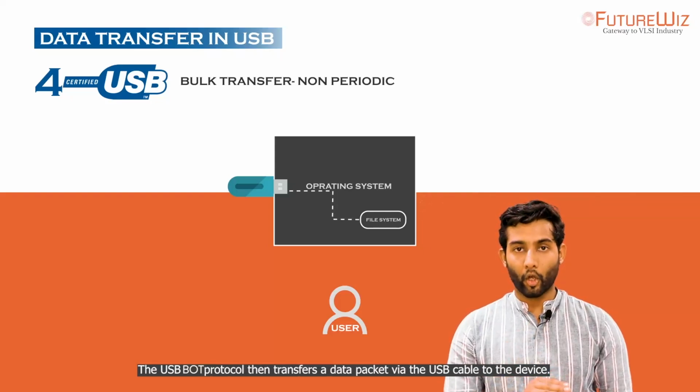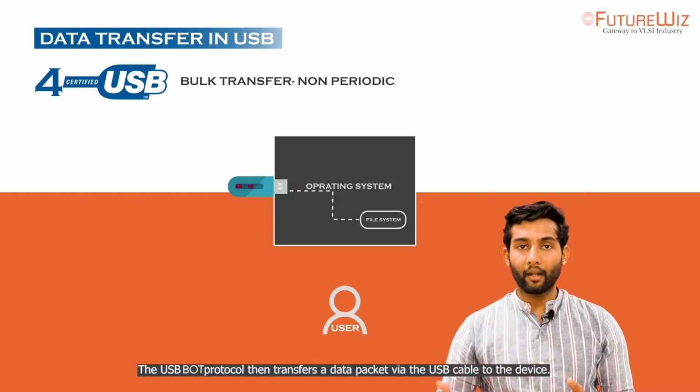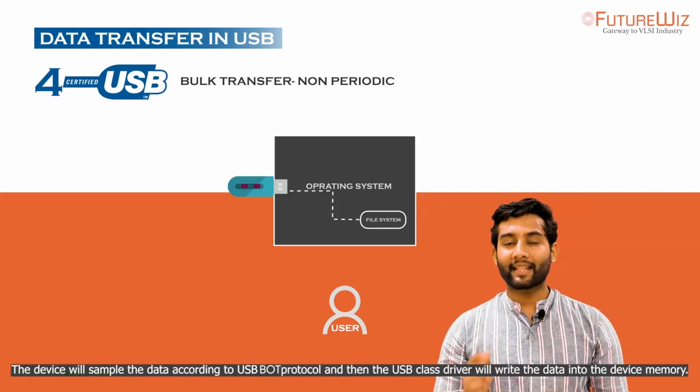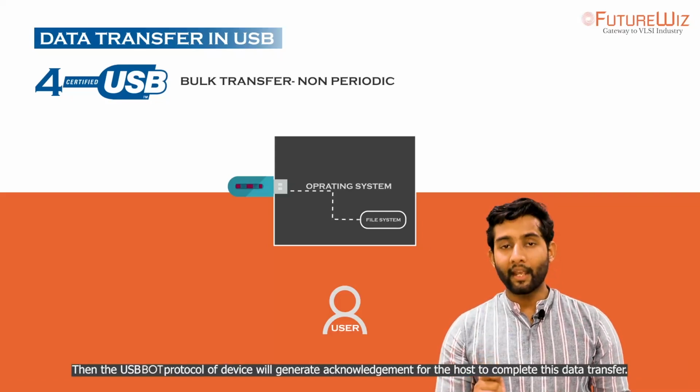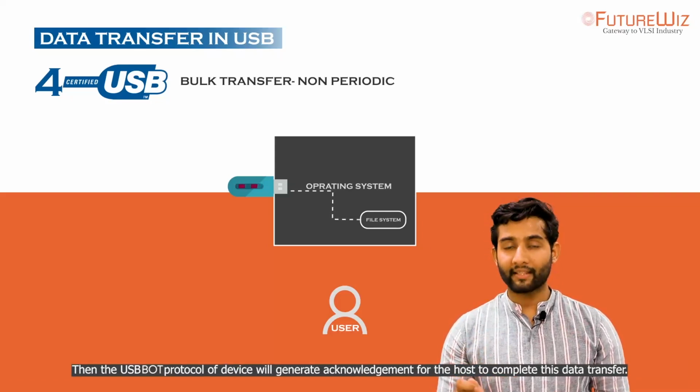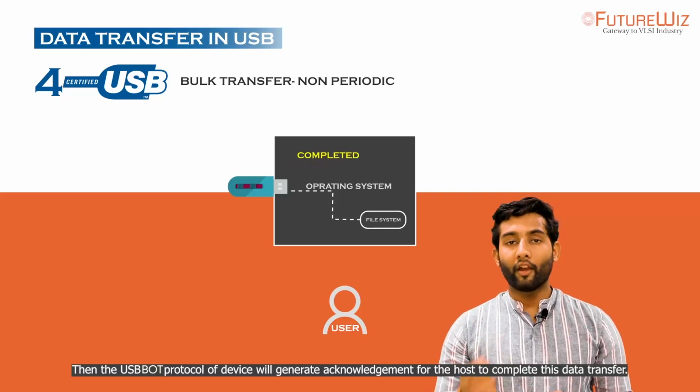The USB BOT protocol then transfers the data packet via the USB cable to the device. The device will sample that data according to the USB BOT protocol, and then the USB class driver will write that data into the device memory. Then the USB BOT protocol of the device will generate an acknowledgement for the host to complete this data transfer.